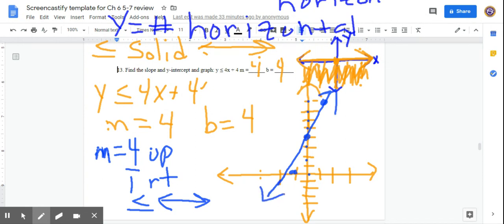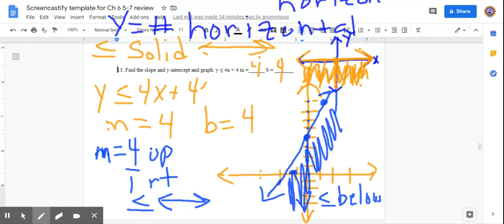Now I have to decide where to shade, above or below. Less than means gets smaller. That's going to be below the graph. So here's your line. Where does y get smaller? As it goes down the axis. So that means you're going to shade down or below. So it should look like that. All of those points are in the solution set. Okay?